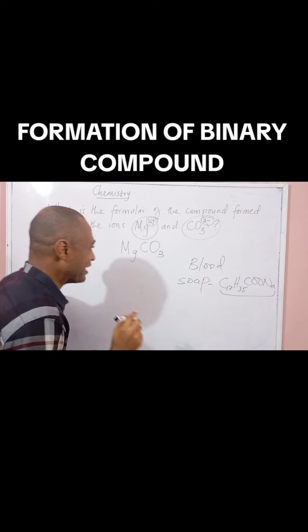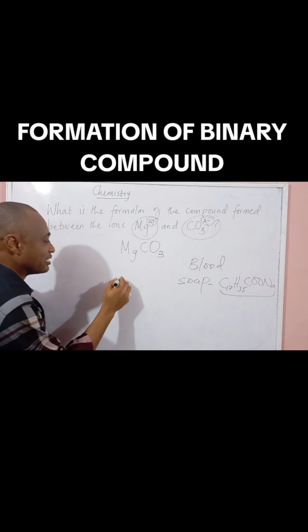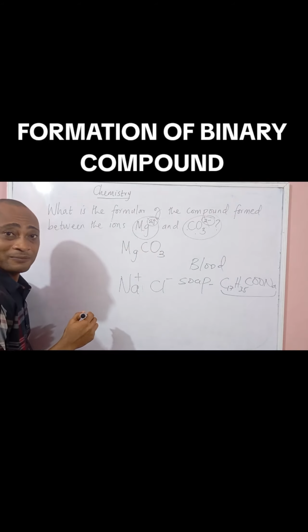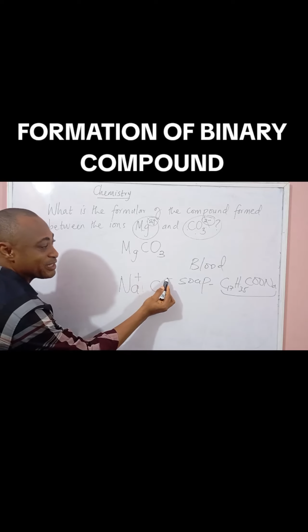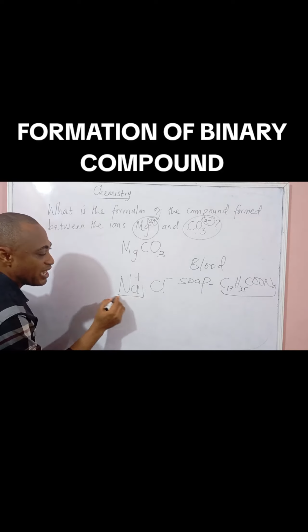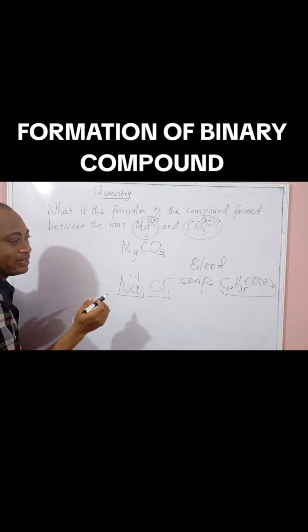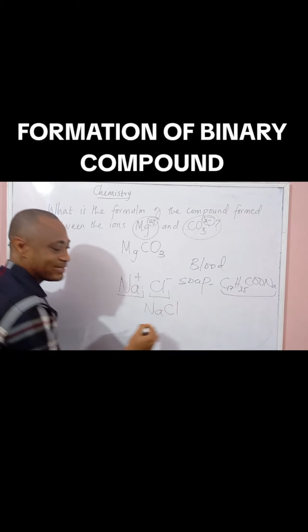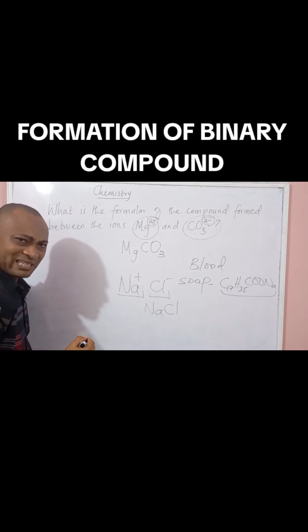Seriously? Now look at this. What if we have something like this? I have sodium ion, I have chloride ion. Remember, this is 1 and this is 1. Same number, they cancel out. So the compound formed between sodium and chloride ion here is sodium chloride, NaCl. Is that clear enough?